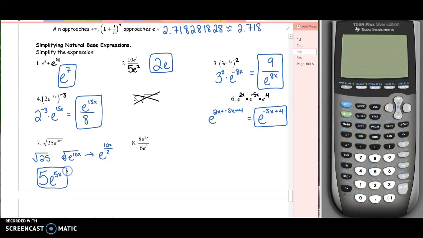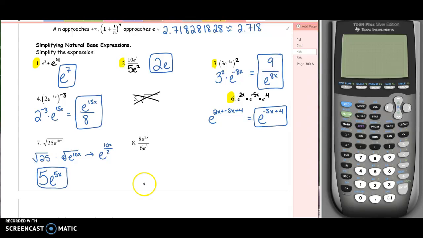I will likely not give you one of those on a test. I will probably give you problems like number 1, 2, 3, and 6 on a test. Those are the most likely problems that I would put on a test. So if you want to circle 1, 2, 3, and 6, those are likely candidates for quizzes.